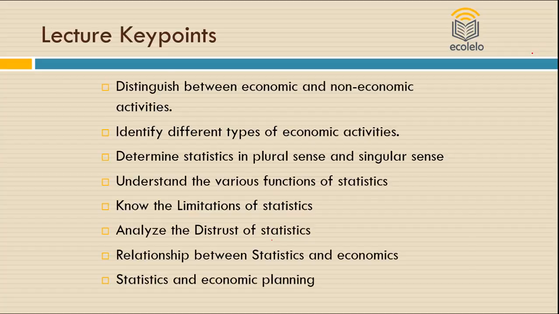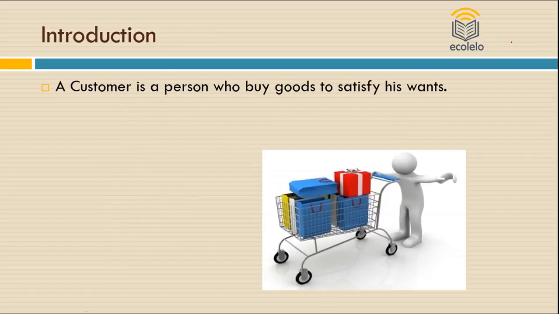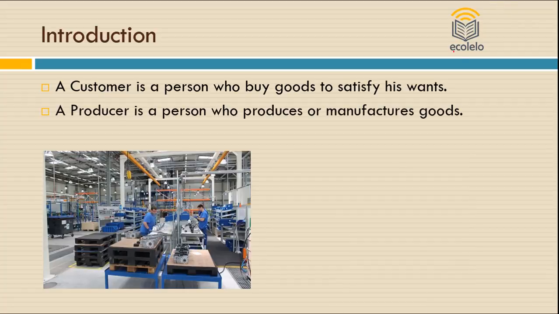The first thing is basic thing. A customer is a person who buys goods to satisfy his wants. Now, what does this satisfaction mean and what are these wants? This is a very detailed topic and we are going to touch it in the microeconomics course. But as of now, in the statistics case, you just need to know who is a customer. Is a person who buys goods to satisfy his wants or desires. Next, who is a producer? A producer is a person who produces or manufactures goods.